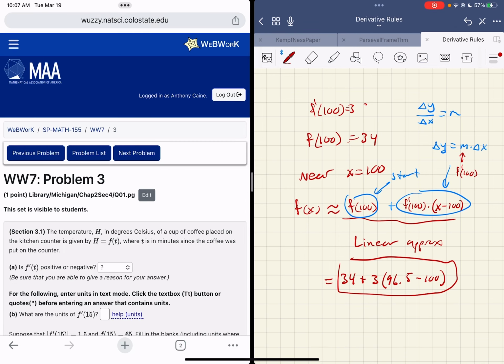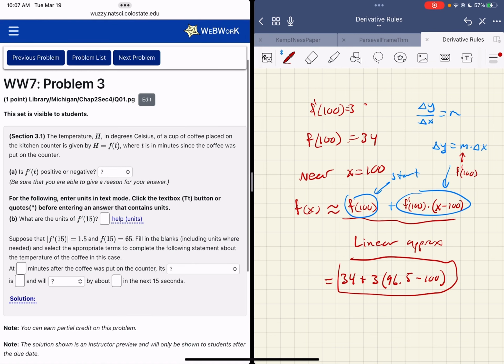All right, so we're just going to do linear approximation over and over and over again. The temperature H in degrees Celsius of a cup of coffee placed on a counter is given by H as a function of T. So how hot it is as a function of how long it's been sitting on the counter. If the derivative is positive, that means the temperature is increasing as time goes on, but that doesn't make sense. It's not on a stovetop, it's on a counter. So the derivative should be negative. We should have the temperature decrease as time goes on. And so that's me reasoning my answer.